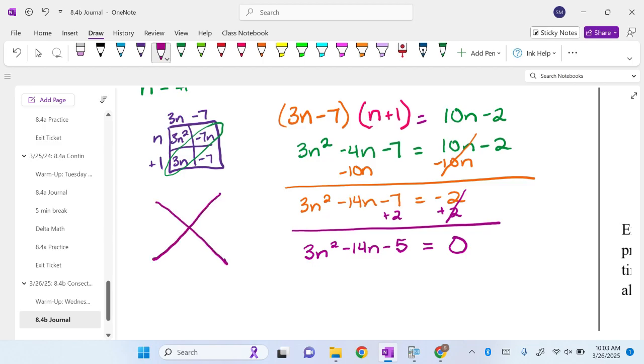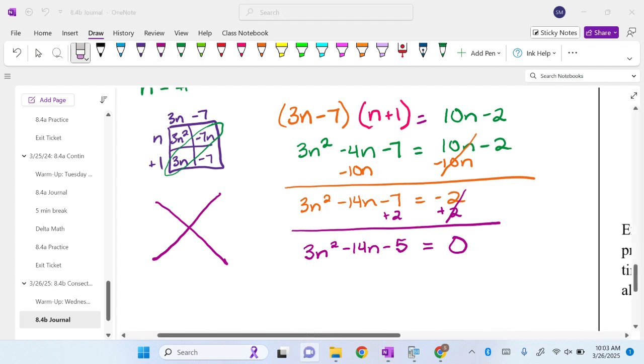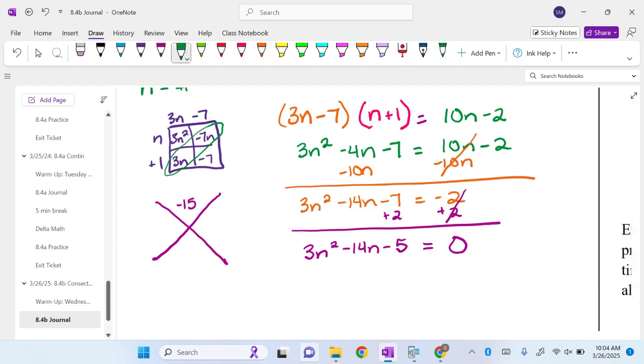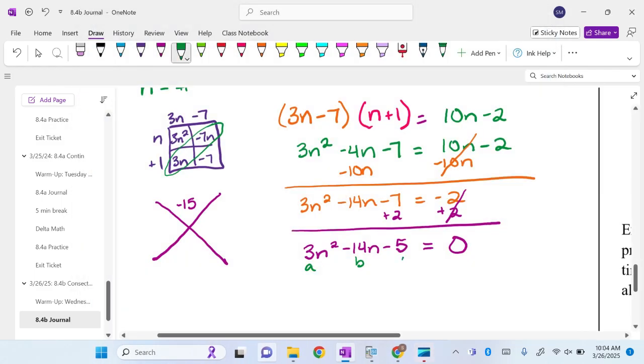What goes on top of the X? Negative 15. Why is it negative 15 and not negative 5? Right, because we have to do A times C. So this is ABC. The top is always A times C. So we have to multiply that 3 to the negative 5. What goes on the bottom? Negative 14, or your B value.